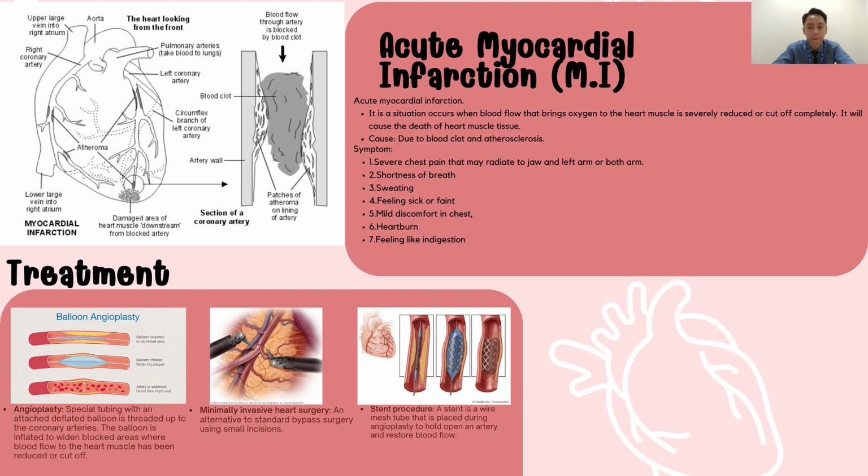Moving on to the treatment, we have angioplasty, which uses special tubing with an attached deflated balloon that will be threaded up to the coronary arteries. The balloon is inflated to widen blocked areas where blood flow to the heart muscle has been reduced or cut off. Second, minimally invasive heart surgery, an alternative to standard bypass surgery using small incisions.